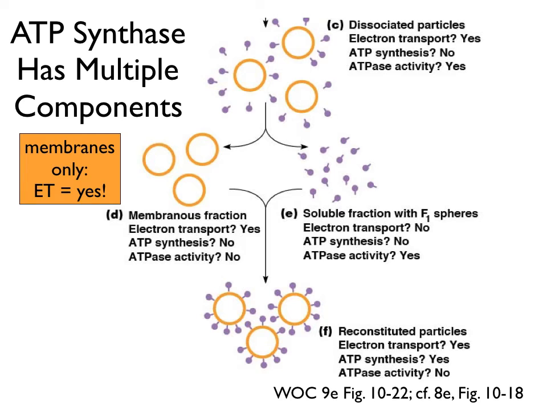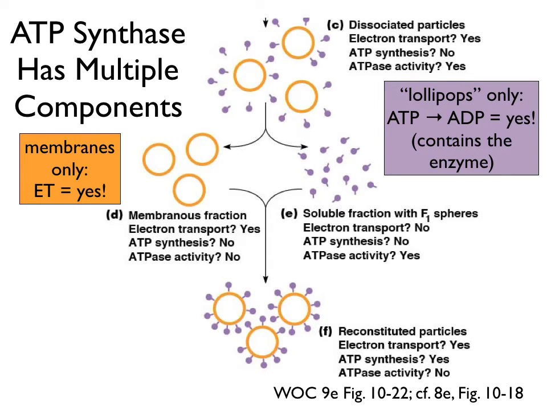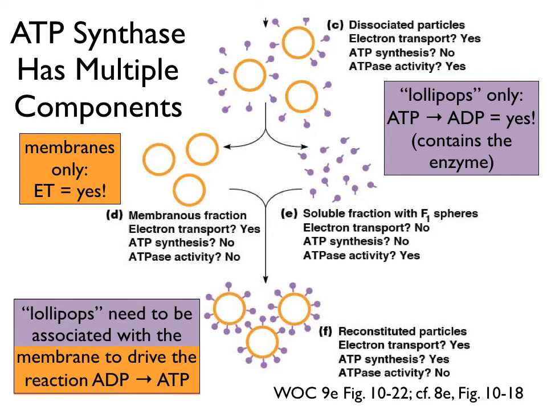So to review, if we have membranes only, we get electron transport. The lollipops only can hydrolyze ATP to ADP because they contain the enzyme, but it's not coupled to a proton gradient, so they can't make ATP. But if we put them both together, the lollipops and the membranes, then we can do electron transport and couple that to ATP synthesis. Really cool experiments.